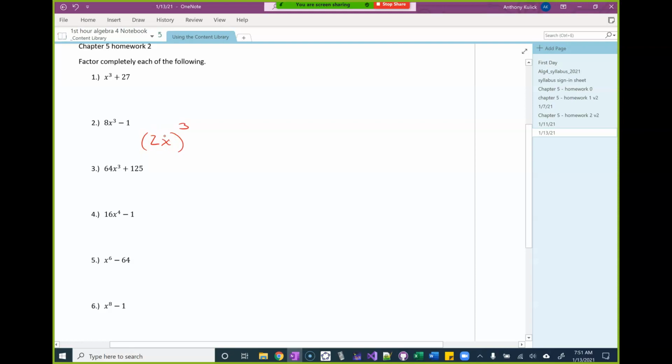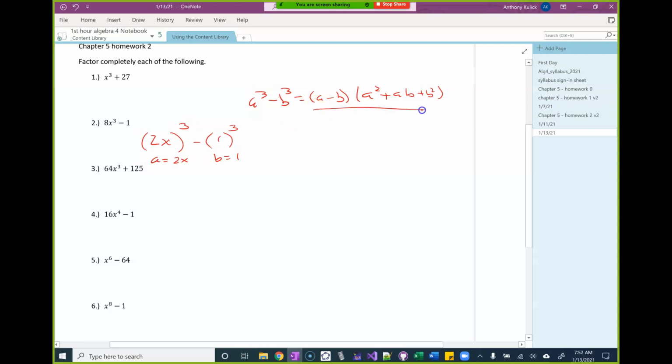So that first piece I can write as 2x to the 3rd. And then the second piece is 1. Well, I know 1 times 1 times 1 is still 1, so I can rewrite 1 as 1 to the 3rd. So this is a difference of 2 cubes. The difference of 2 cubes factoring pattern that I'll look up off of my notes from last time was this. In our case, the A is 2x and the B is 1.